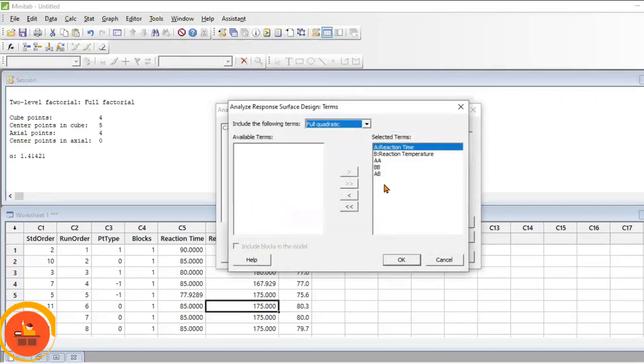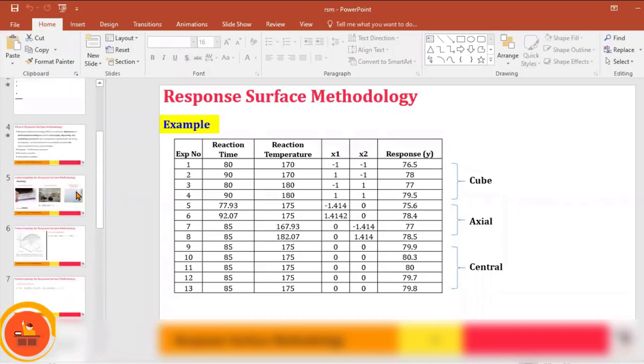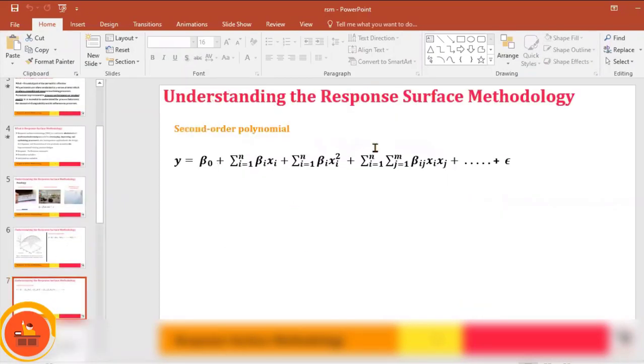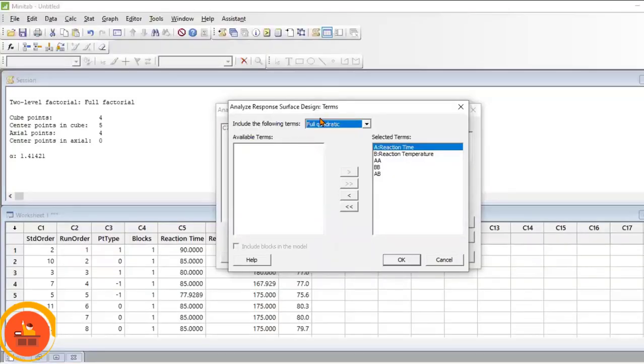Next, terms. For example, we can decide here whether we are going with a linear equation, or linear squares, linear interactions, or full quadratic. Full quadratic means it will talk about x1 square, x2 square, x1 into x2. In my second order polynomial, I have shown this equation. This is a similar kind of full quadratic, x2 square, x1 square, x1 into x2. This is a full quadratic equation. So I will select include the following terms in the form of a full quadratic only.